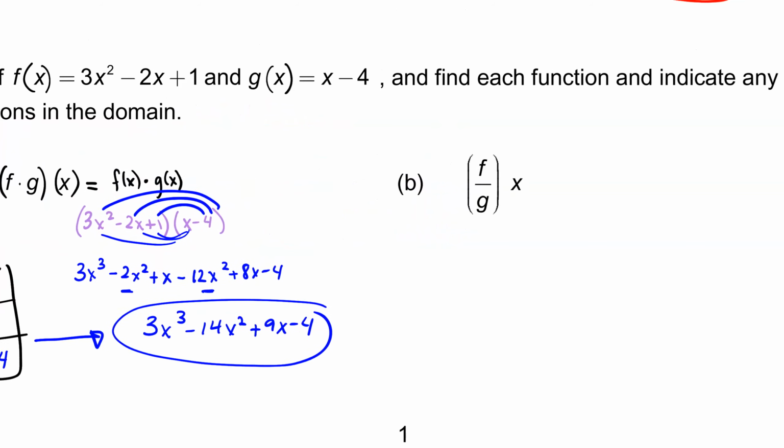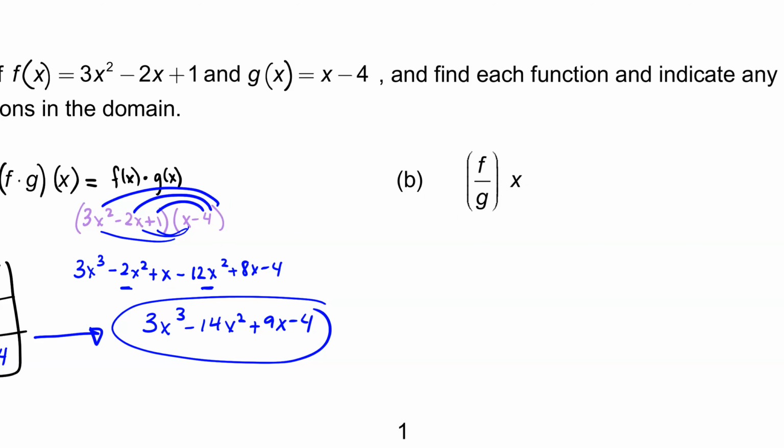Now we're doing f over g of x. So what this is, you're literally taking f of x, dividing by g of x, as long as g of x is not equal to 0. Do they give us g of x equal to 0? Well, as long as the bottom can't equal 0. That's all it's saying, right? You can't have the bottom equal 0. So you have to state the restrictions.